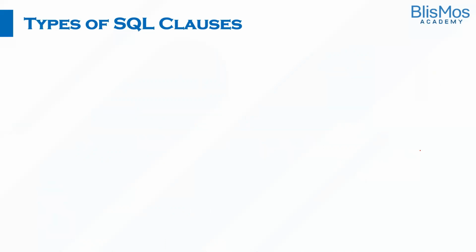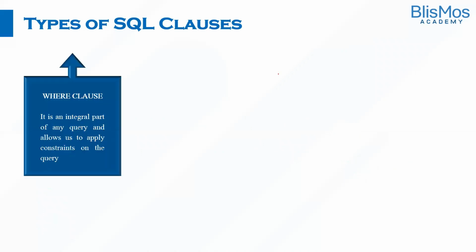We do have different types of SQL clauses. What are they? We have the WHERE clause. If you are writing a SQL query without using a WHERE clause, mostly your query is not complete. The WHERE clause is an integral part of any SQL query, which allows us to apply constraints on the query.